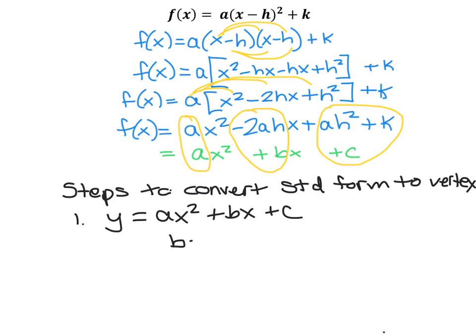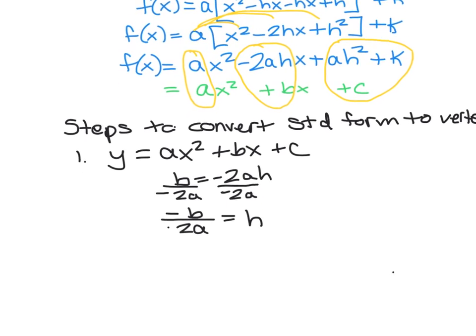So the first thing we're going to do is we're going to write down b, whatever that coefficient is. We know that that's equal to negative 2ah, and I want to solve for h because I know that h is my x-coordinate of my vertex. So if I solve for h here, that means I'm going to get rid of this multiplication of negative 2a. And so my x-coordinate of the vertex is going to equal negative b divided by 2a.